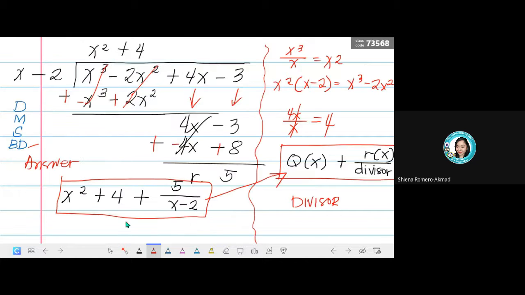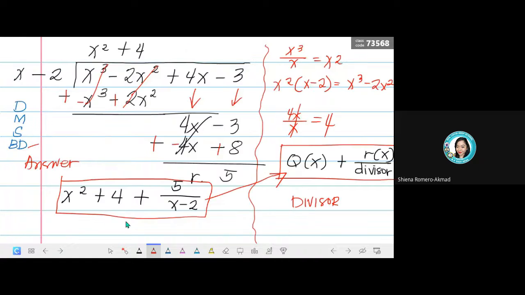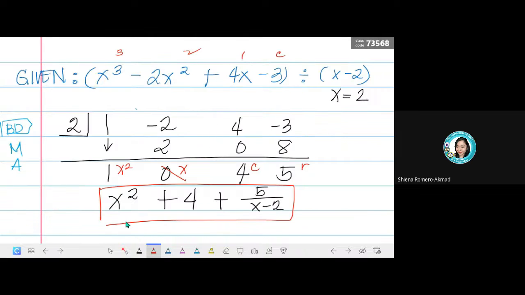Pareho po ba? Pareho ba sila? Saan kayo mas nadalian? Sa long or sa short method? Or sa synthetic. Ang tawag natin dyan ay synthetic method.